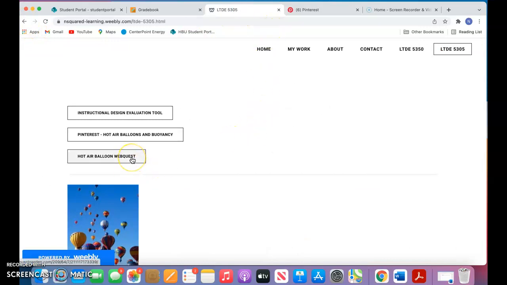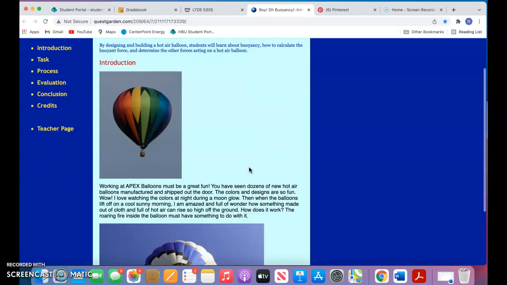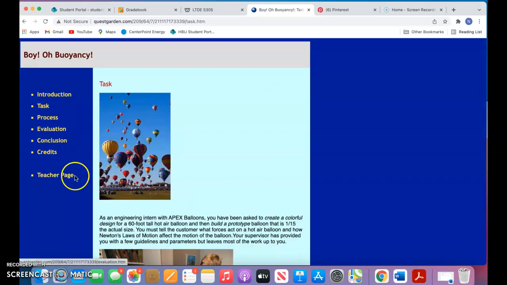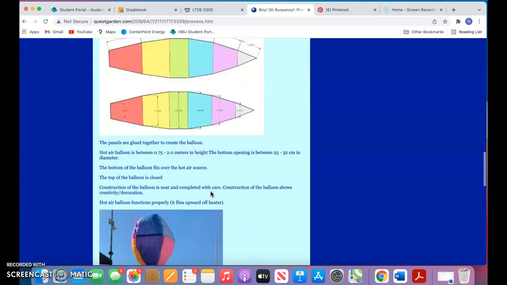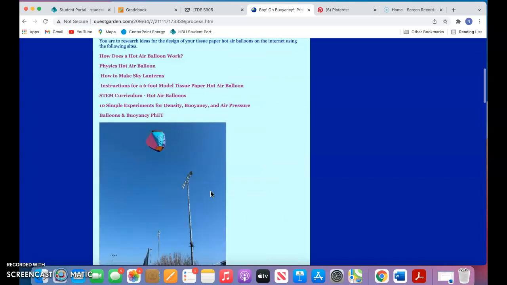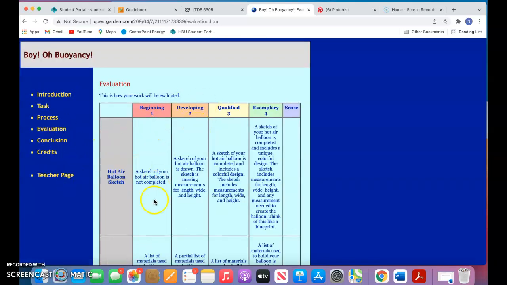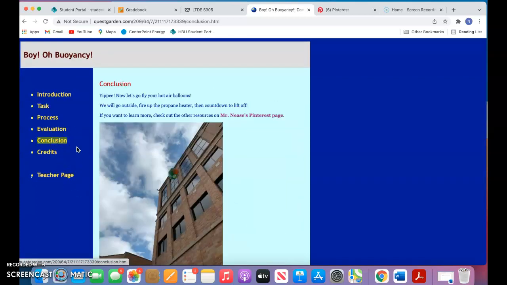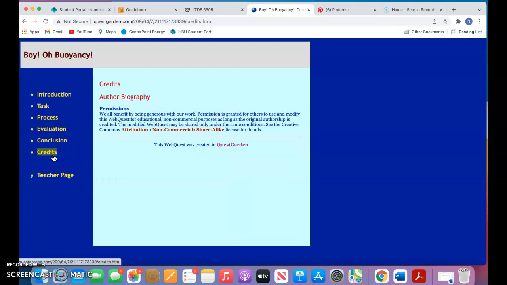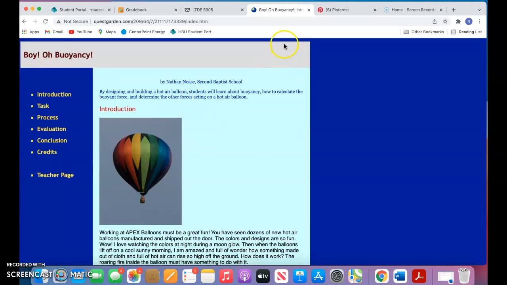Then we made our Webquest. Here's the Webquest about hot air balloons. It has the task, the process in which the students go through and create the hot air balloon and work on it. Here's the rubric which I used to grade it with, the conclusion, the credits, and then the teacher page there. All right, so that was that.